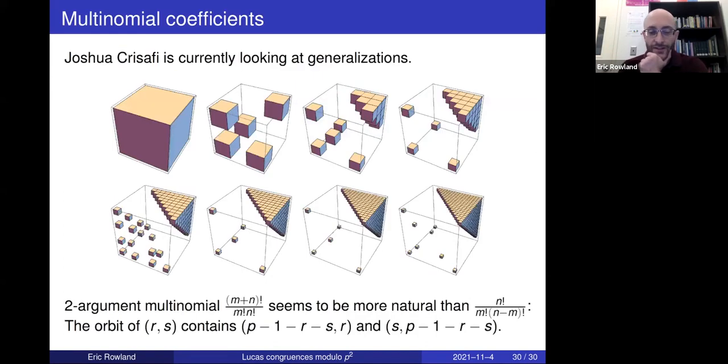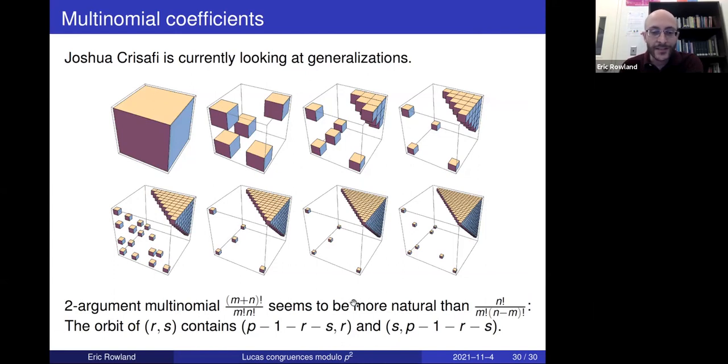And then I'll just finish with generalizations. So I have a student right now, Joshua Krisafi, who's looking at multinomial coefficients, because this is the obvious next thing to try to see if there are symmetries there. I'll show these 3D pictures. It's sort of hard to see the geometry of, so I'll spin some around in a second.